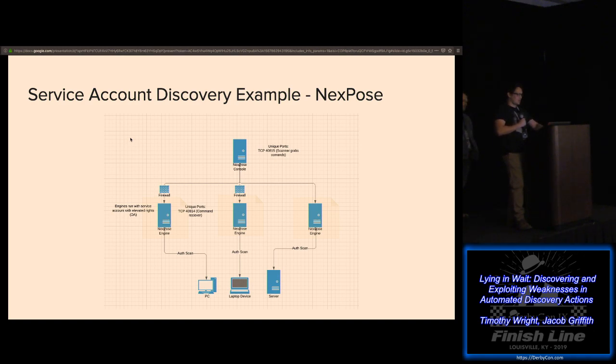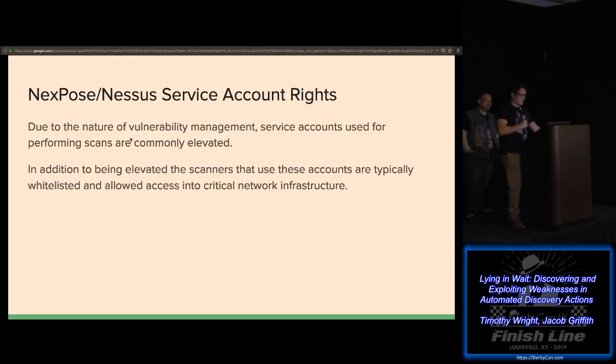This image here shows how a NexPose environment can be set up, where you have multiple NexPose engines, some behind firewalls, some not, that the NexPose console reaches out to, pushes commands, and then it scans those networks. What we're trying to show here is these are different segmented networks, but those service accounts can be used across all three of those networks.